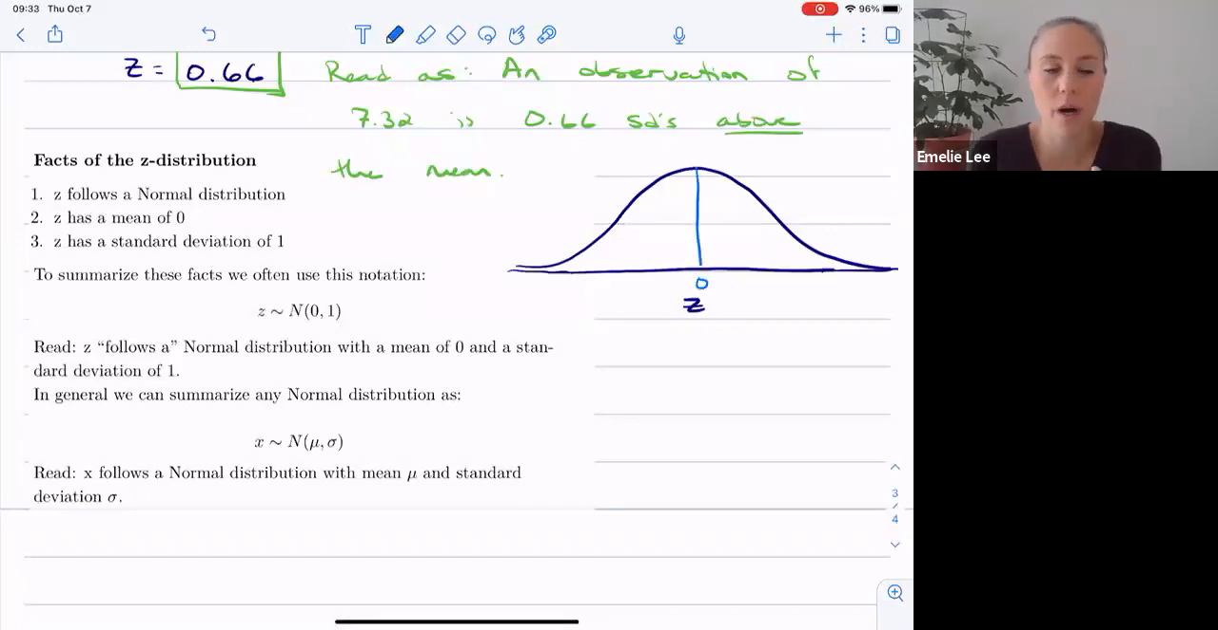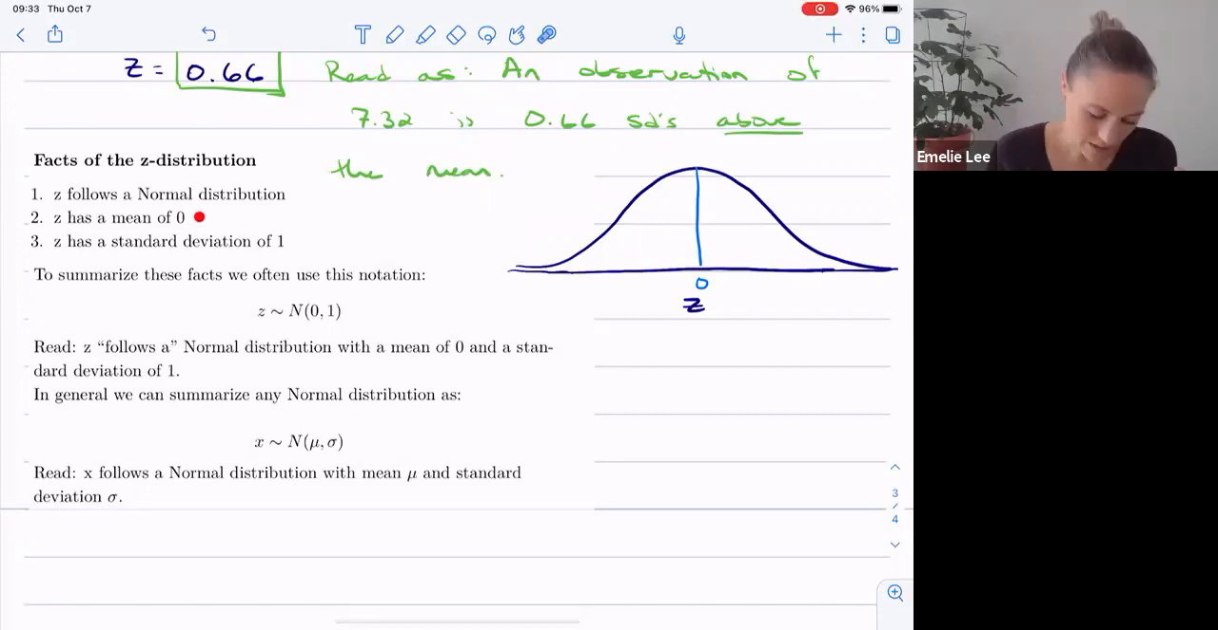That gives us more properties, right? Because we know the normal distribution is symmetric about the mean. And so what does that tell us? So immediately we know that half of our curve is to the left of 0 and the other half is to the right of 0, making this the 50-50 split, right? The probability of being less than 0 is 0.5, and the probability of being greater than 0 is 0.5.